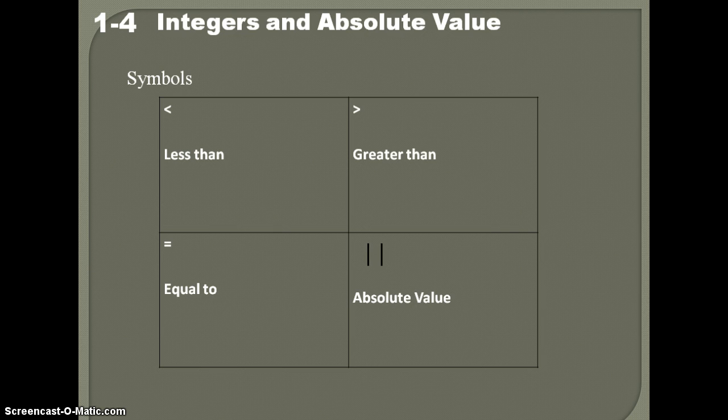Let's refresh on some symbols that we've used in the past. We have the less than sign, greater than, equal to, and a new one for us in the bottom right-hand corner are the two vertical bars, which represents the term absolute value.